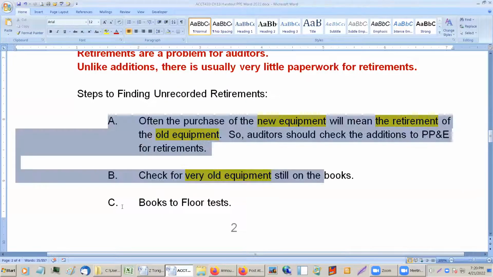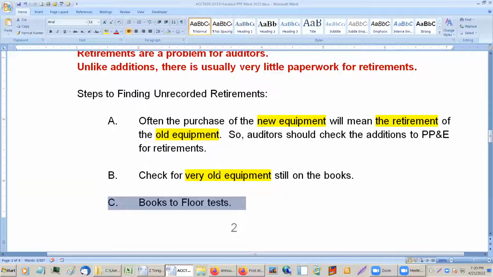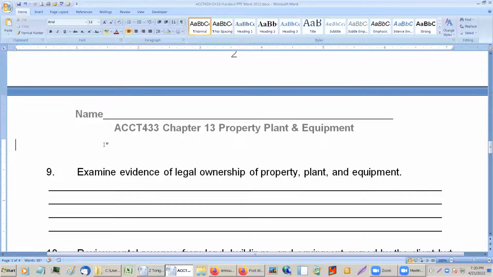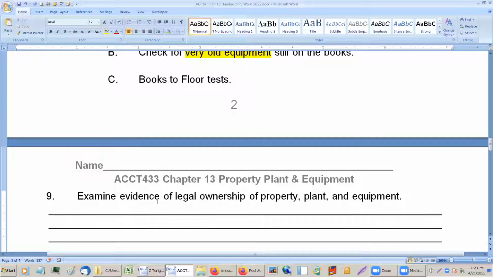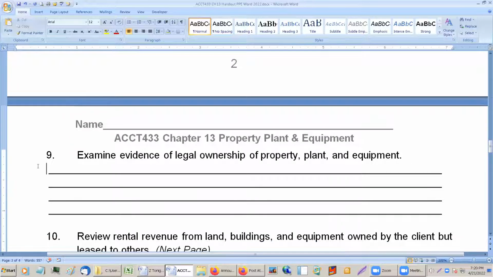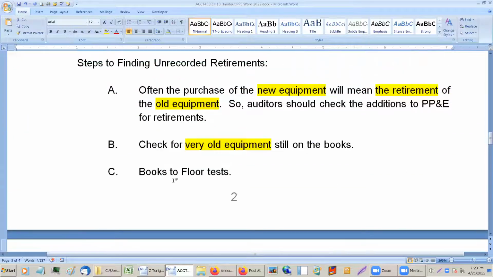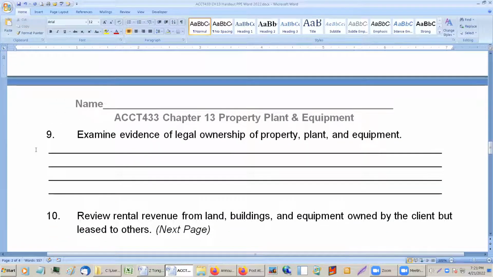These are not mutually exclusive. They might aim you in the direction of which ones you want to test. A new piece of equipment comes in, let's look for the old drill press that's on the books and see if we can find that one. Or very old equipment: we've got this equipment that's 36 years old, let's go find it. Book to floor test: you look at the stuff on the books and then go to the floor and find it.